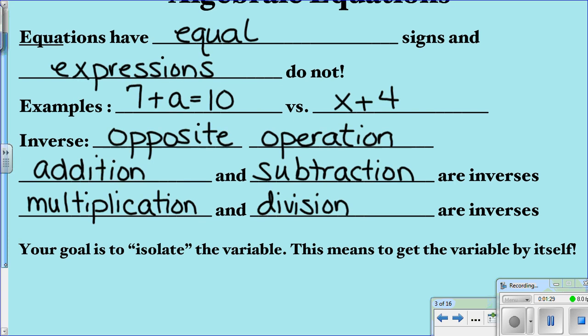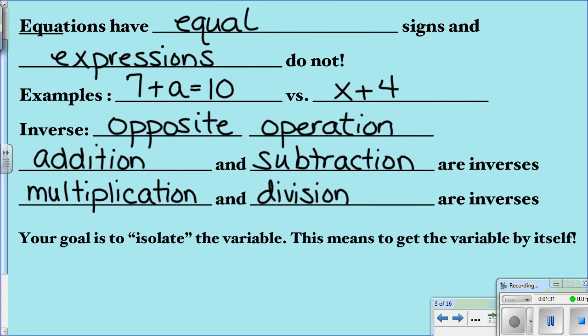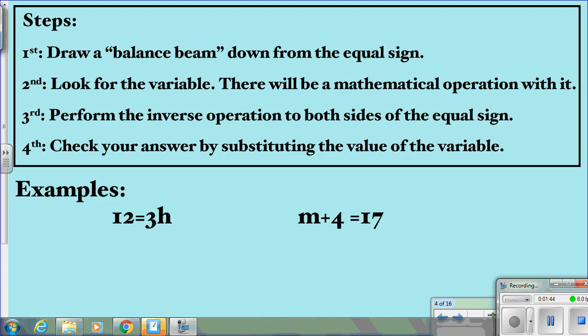Your goal when you are working with equations is to isolate the variable. That means we're trying to get the variable by itself so that we know what it equals. There are 4 steps to every problem. First, you will draw a balance beam down from the equal sign. The balance beam will look something like this, down from the equal sign. So the equal sign will be in it.